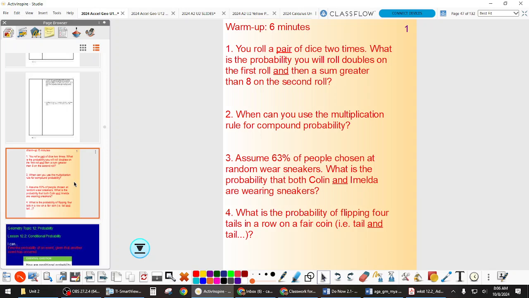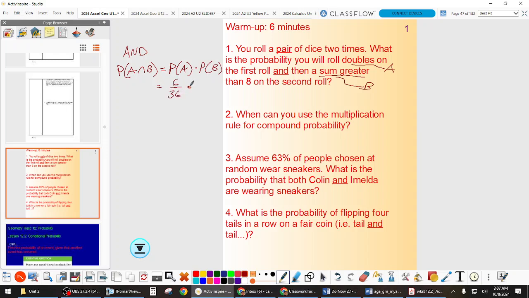Alright, rolling a pair of dice twice. What's the probability you roll doubles on the first and then a sum greater than 8? So this is AND probability. Is it independent? If you define your events, you can write it as P(A and D). If not, you need to write what they are in there. So this is just multiplying the two.